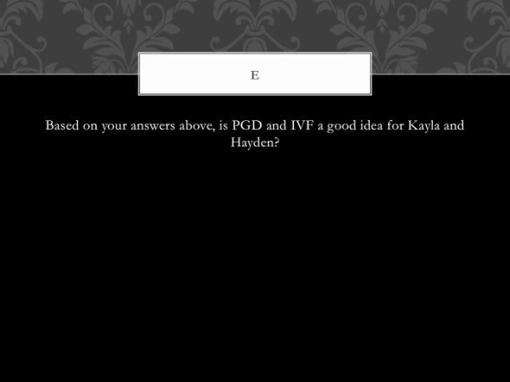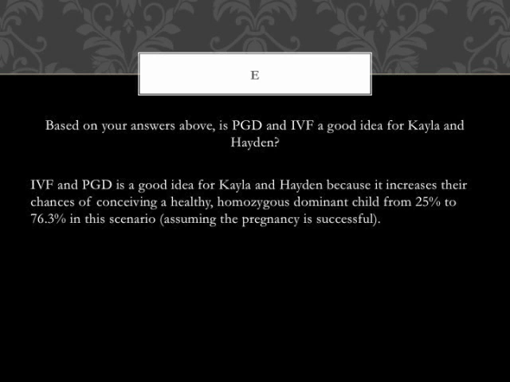On to the last question. Based on your answers before, is PGD and IVF a good idea for Kayla and Hayden? For this question, we have to consider their chances of having a healthy child with and without the IVF and PGD. So PGD and IVF is a good idea for Kayla and Hayden because it increases their chances of having a healthy homozygous dominant child from 25% to 76.3% in this scenario. This is of course assuming that the pregnancy is successful.